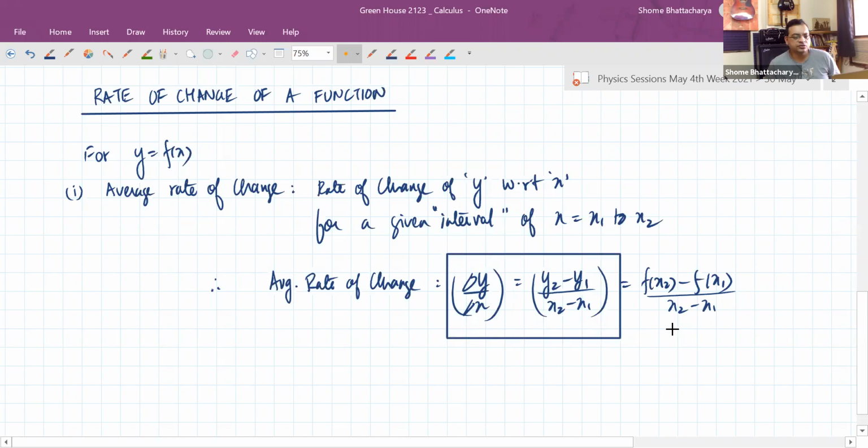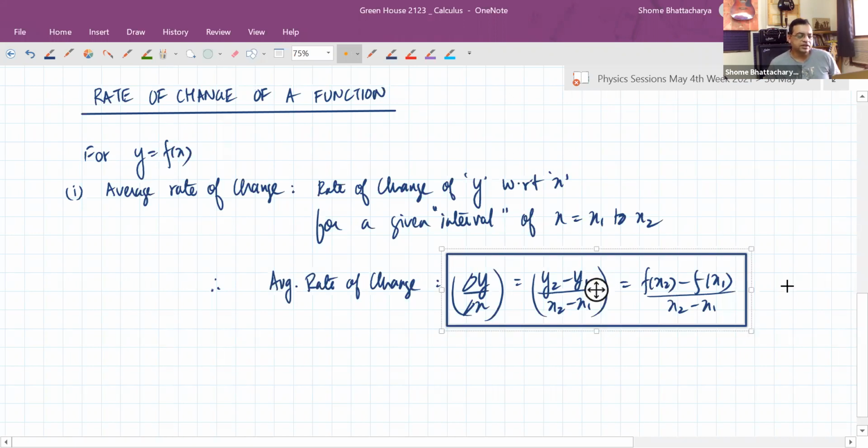What is the average rate of change in a given interval x1 to x2? It can be calculated by this formula, y2 minus y1 upon x2 minus x1, where y2 is nothing but f of x2 and y1 is nothing but f of x1. It can be calculated by this particular formula.